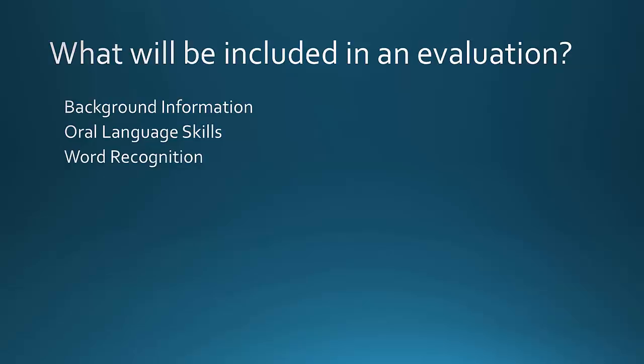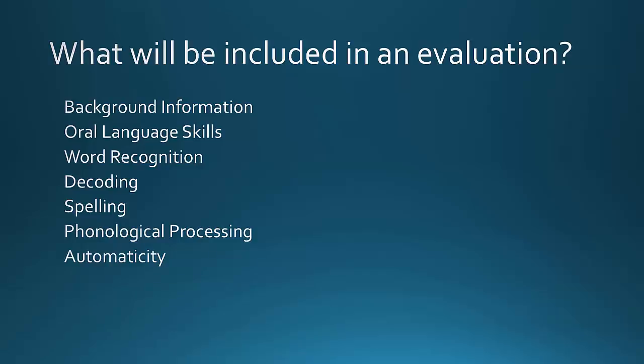Word recognition would be part of that evaluation. Can the child see words and quickly identify them? Decoding, which is the ability to look at words, chunk parts, relate sounds to those letters efficiently. Spelling, can children record sounds efficiently? Phonological processing, so can a student manipulate sounds? When they hear the word cat, can they divide it into 3 separate sounds, k, a, t, and record those sounds?